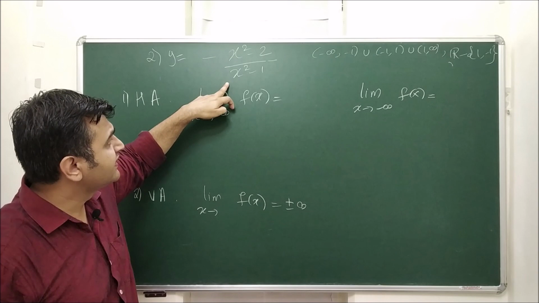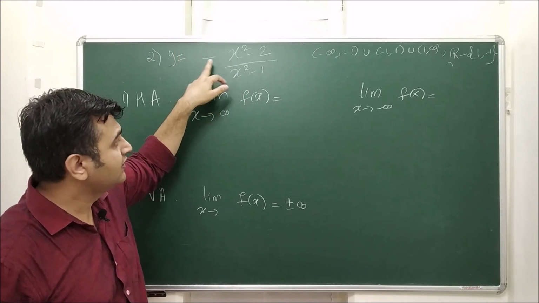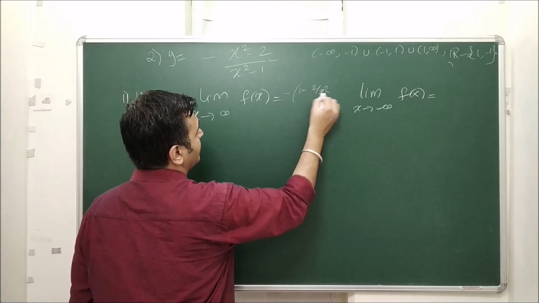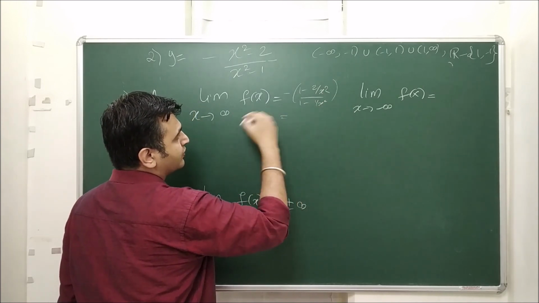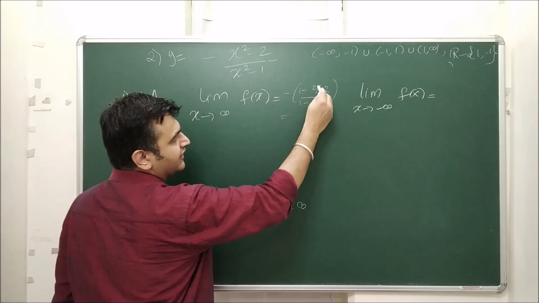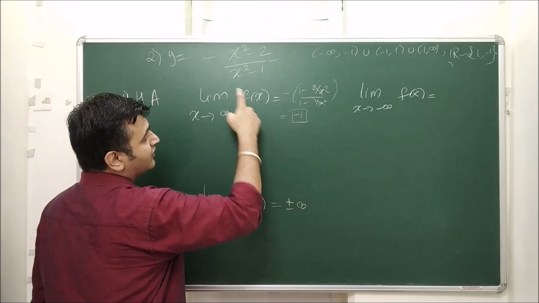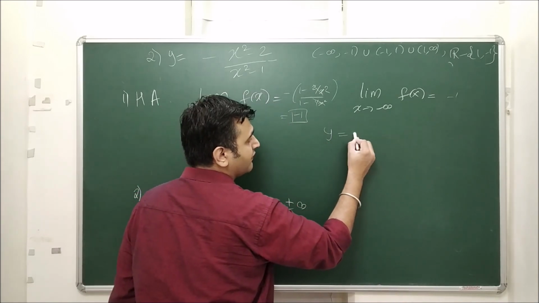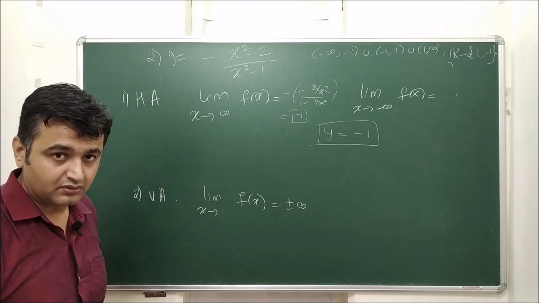Now where the degrees are same, you can take out x square common. So what is left? Minus will be there. When you take out x square common, you have 1 minus 2 upon x square, 1 minus 1 upon x square, right? As x goes to infinity, this is 0, so minus 1. And similarly for minus infinity also, you get minus 1. Therefore you have only one horizontal asymptote, which is nothing but y equal to minus 1.